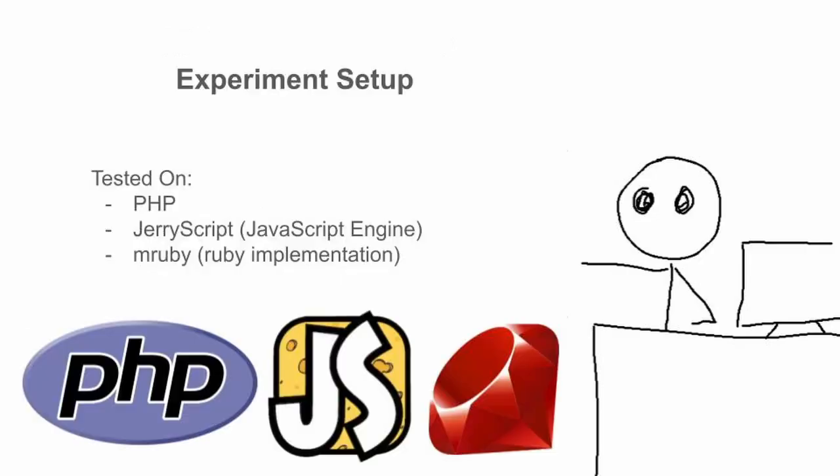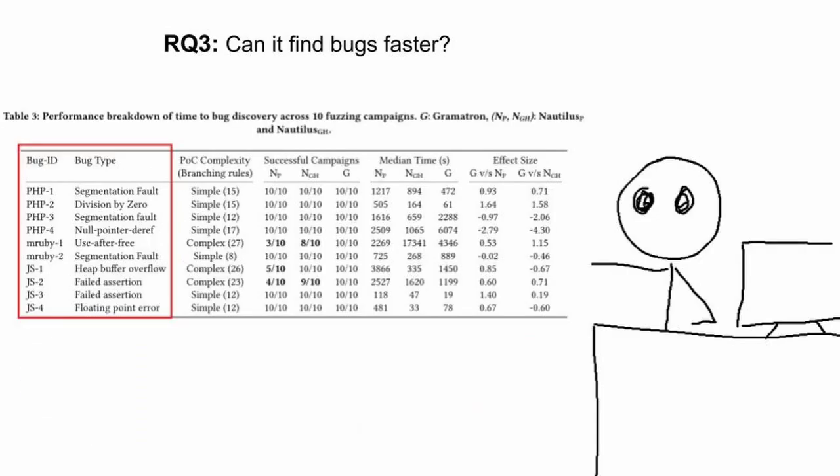Okay, so moving on to research question 3: can it find bugs faster? Both Gramatron and Nautilus were run on these 3 interpreters that I mentioned before, and there were overall 10 different bugs that the fuzzers needed to find. These are listed on the left here with bug ID and bug type. You can see that there are 4 for the PHP interpreter, 2 for mRuby, and 4 for JerryScript.